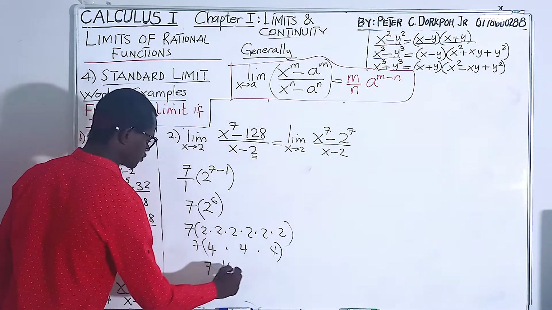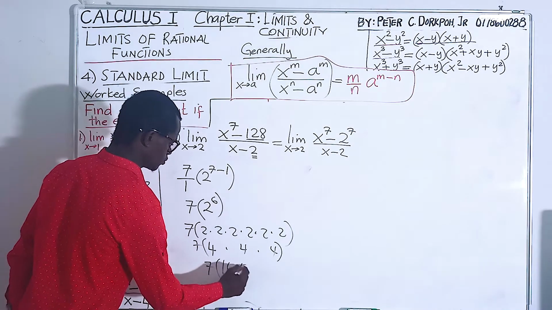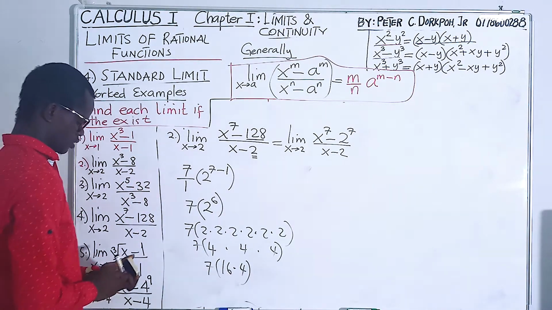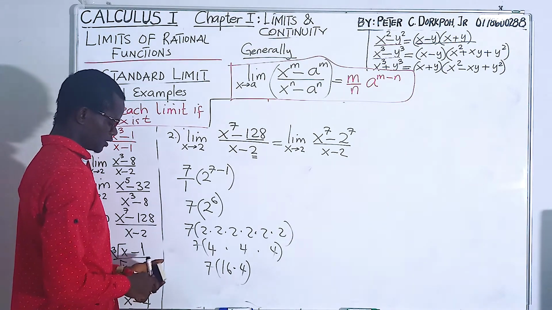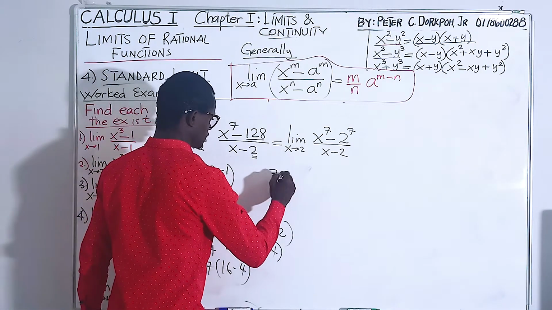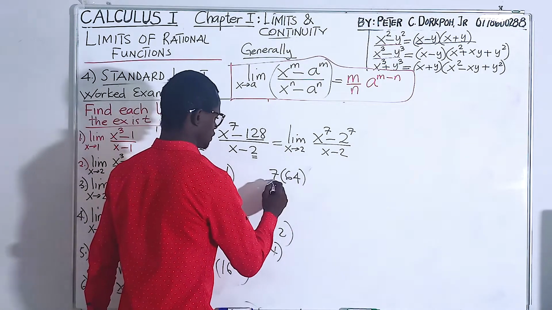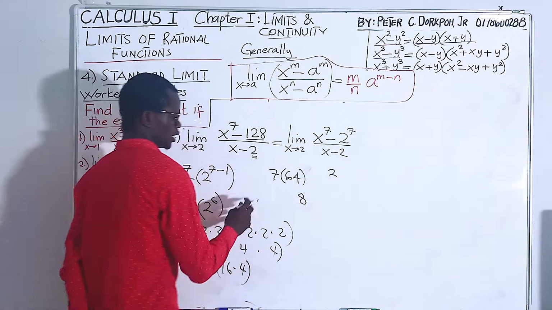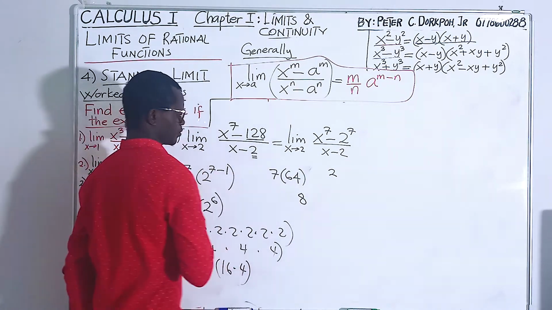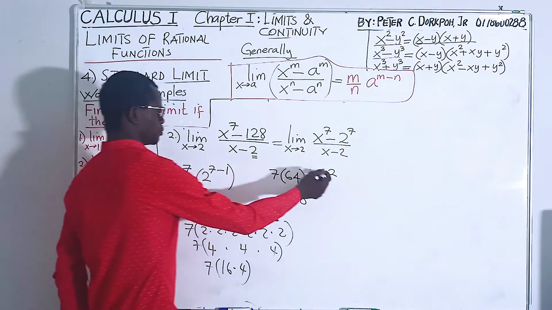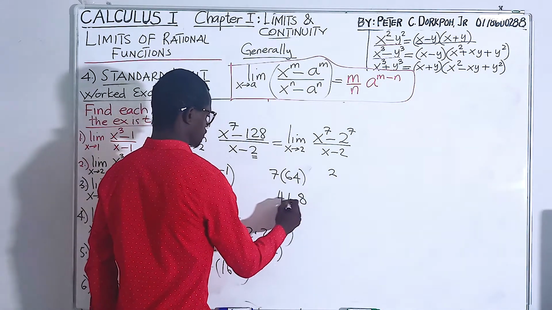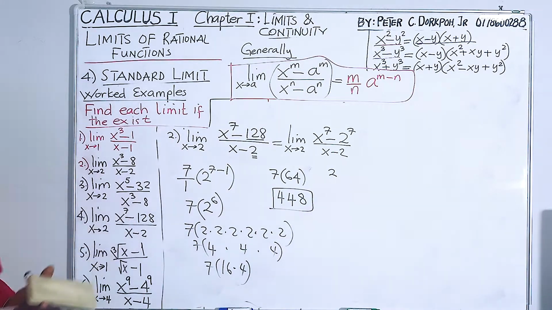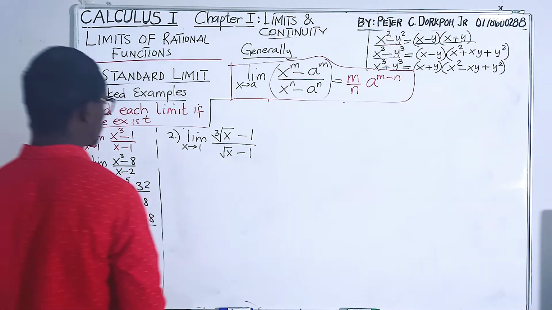So 16 times 4, you have 16 plus 16 is 32, times 2 now is 64. So it's 7 times 64. 7 times 4 is 28. We carry the 2. And then 7 times 6 is 42. And then plus this 2 now is 44. So we have 448. So now we have another one.